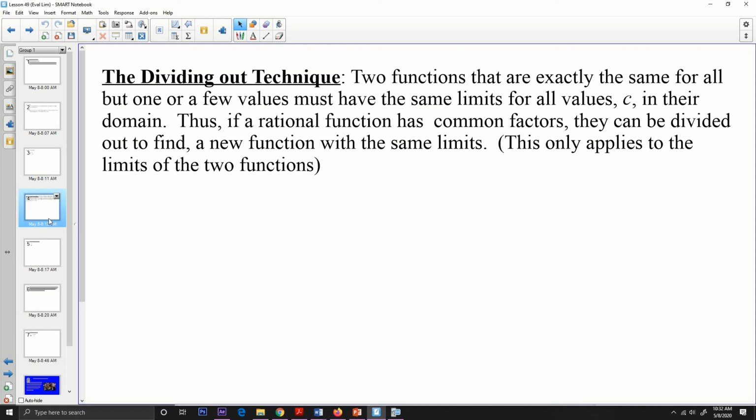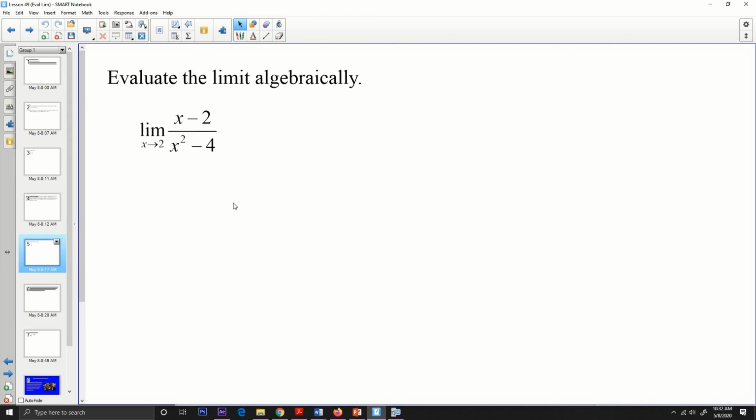Thus, if a rational function has common factors, they can be divided out to find a new function with the same limits. This only applies to the limits of the two functions, not necessarily all the values, because again, we're going to get some values in the new function that are defined where they aren't in the old function. So let's look back at this, and we're going to try the dividing out technique.